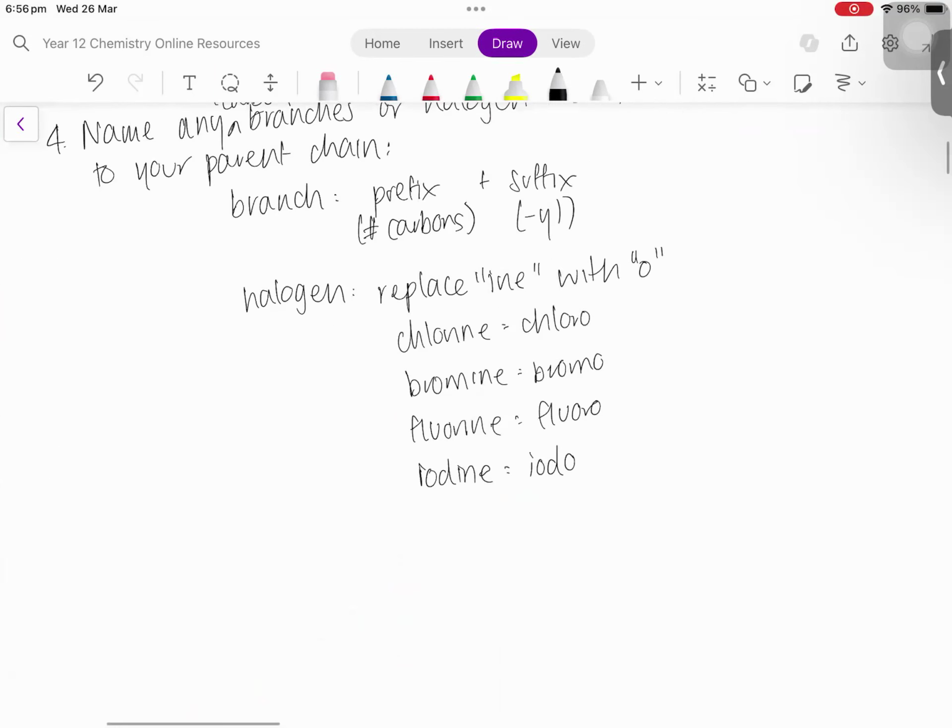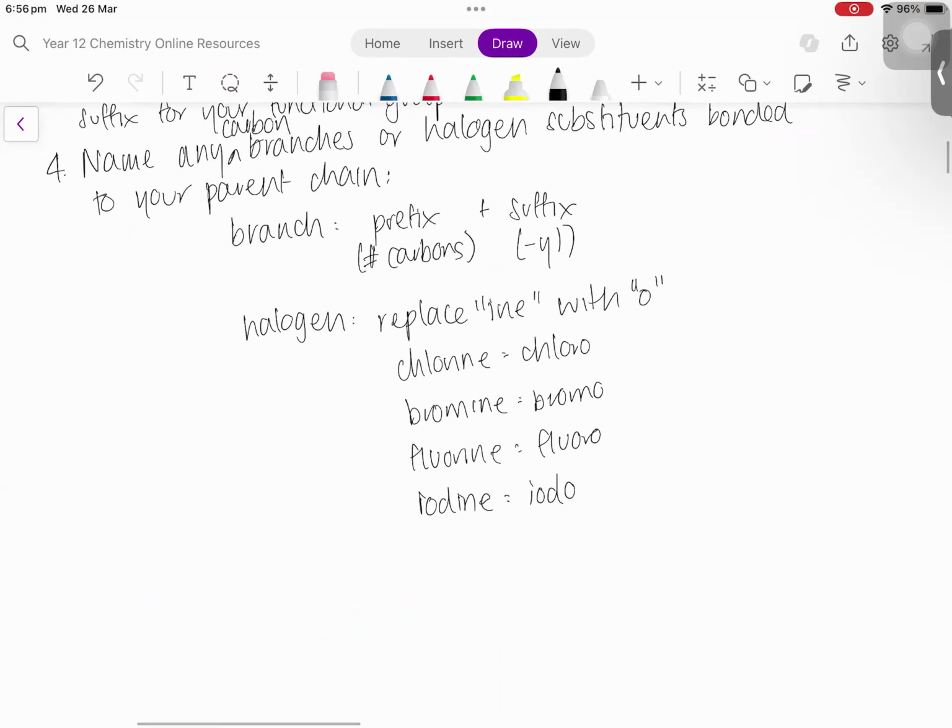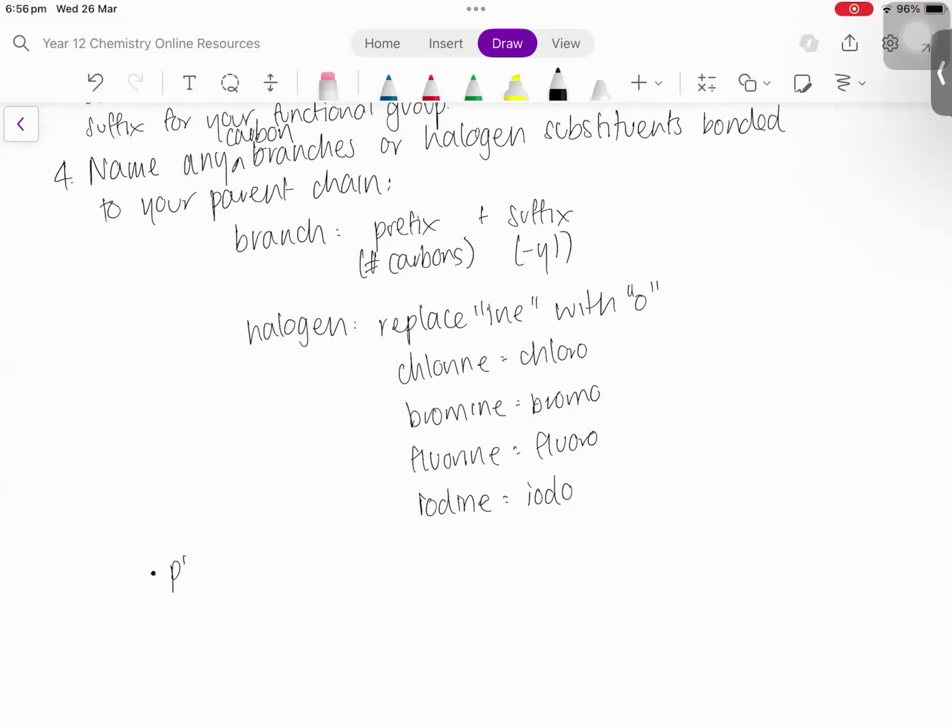Okay. And then this is sort of the last of your steps, but I have a few extra dot points to add for your branching and your halogens. First thing I want to note here is you're going to place these names before the name of the parent chain. You're just going to write it down first. Yeah, that's all.